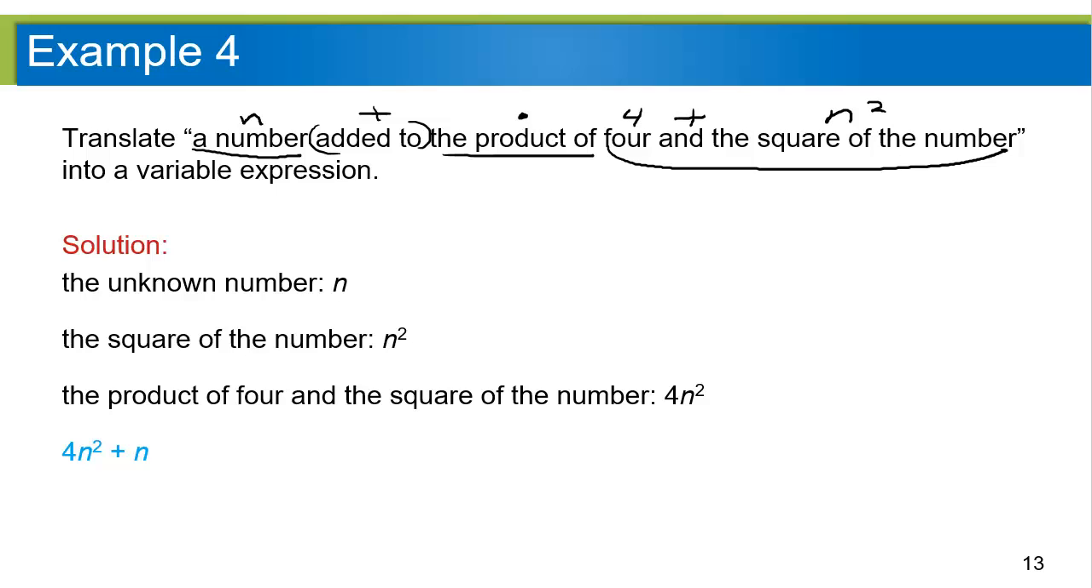So now let's put it all together. A number added to the product of 4 and the square. Uh-oh, it's the product of something, so we're not going to be doing addition. We're just going to be doing the product of 4 and, right? So and is not always going to be addition because we're talking about the product. This whole thing comes as one phrase. The product of 4 and the square of a number, that's 4n squared. And then that is going to be added to the number we don't know, right?